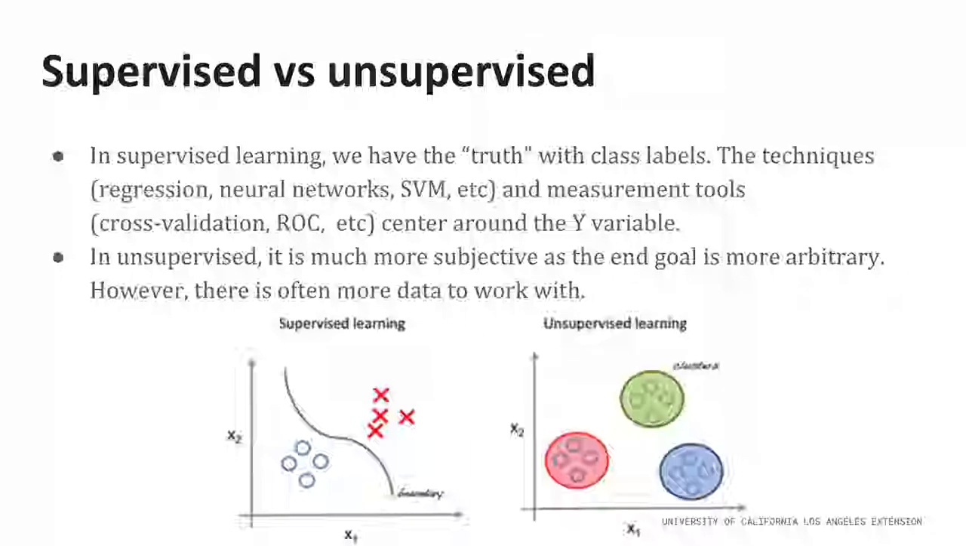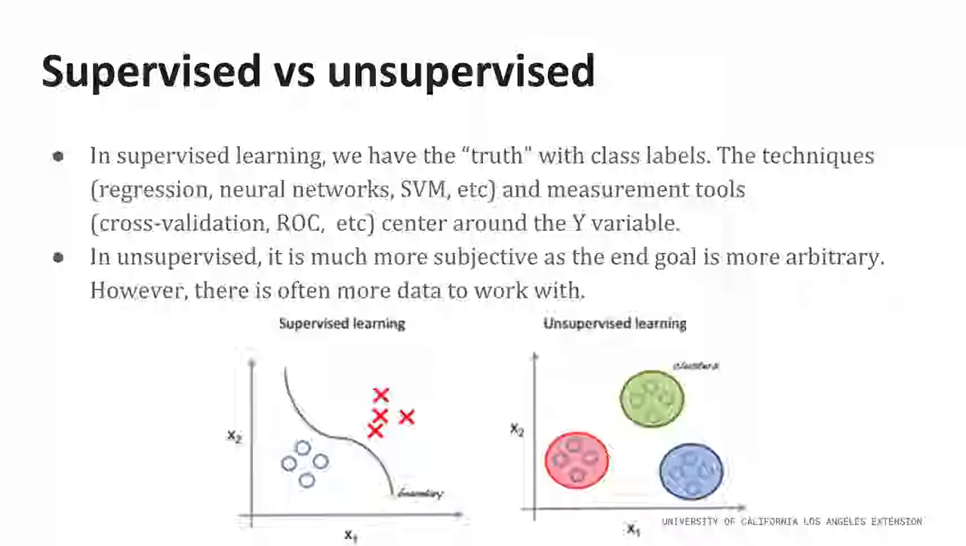And so the result of that is that unsupervised learning becomes a bit more arbitrary. There is no unified metric that all of us could objectively look at and say, yes, this is better, this is worse.